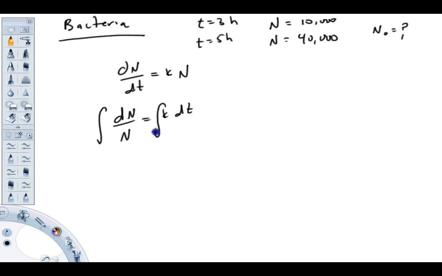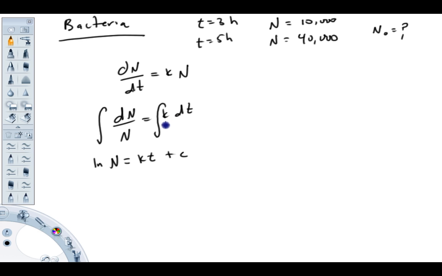Kind of funny looking integrals there. You can actually do this with or without limits. I'm going to do it without limits. What we could do is integrate this from n sub o to some n, and here from 0 to t, but instead I'm going to keep this an indefinite integral. The left hand side integrates to ln of n. The right hand side integrates to kt plus some constant c.